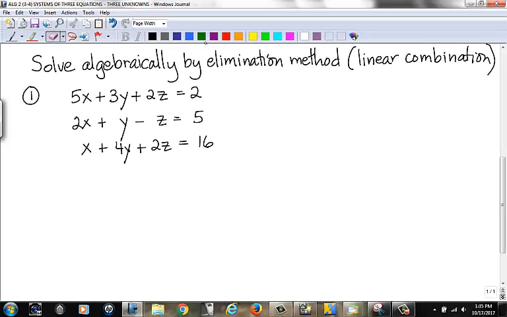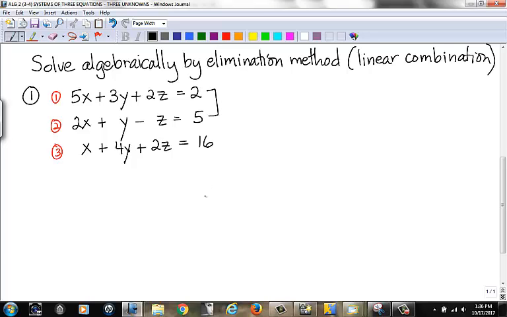Now if you have a different colored pen, to keep track of these, I number this equation 1, equation 2, and equation 3. We're going to use elimination, and you always want to look for any of them that you could eliminate easily. If I look at this, I would probably look at the z's, the ones that I would want to eliminate. So I'm going to work with equation 1 and 2 together.